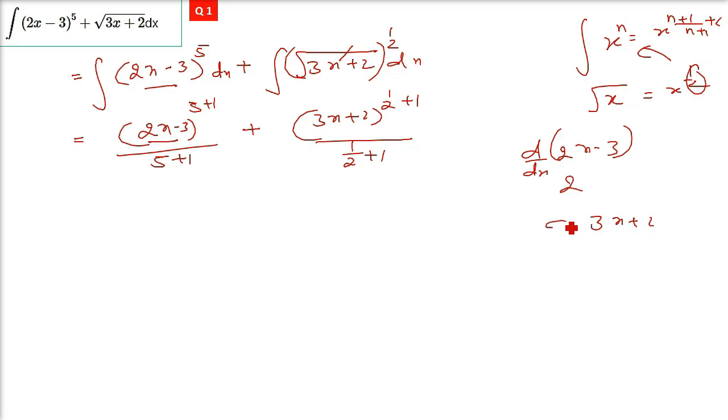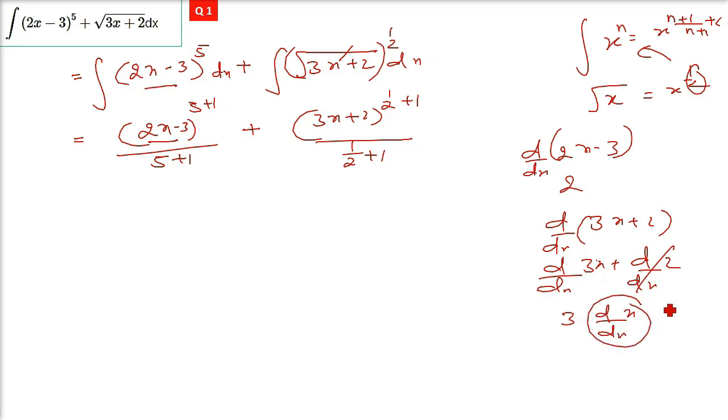But here you just have to differentiate these two, and whatever result comes, you have to put it in the denominator. 2x minus 3, if you differentiate, is 2. 3x plus 2, if you differentiate, is 3. And this 2 and 3 have to be placed in the denominator. The formula x raised to the power n plus 1 by n plus 1 plus c is there, but the 2 and 3 which have come out of the differentiation have to be kept in the denominator. That is how we deal with 2x minus 3 as simple x.